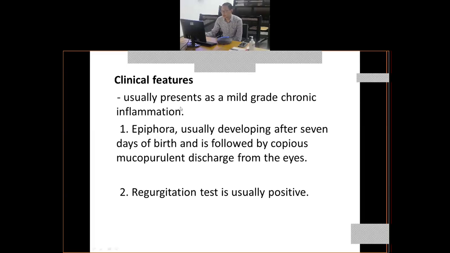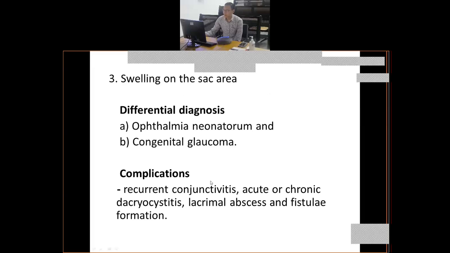Clinical feature, it usually presents as a mild-grade chronic inflammation. Epiphora is the main symptom. It usually develops after 7 days of birth and is followed by copious mucopurulent discharge from the eye. Regurgitation test will be positive. When you press in the lacrimal sac area, there will be regurgitation of the mucopurulent discharge from the lower punctum. And there will be swelling in the lacrimal sac area.